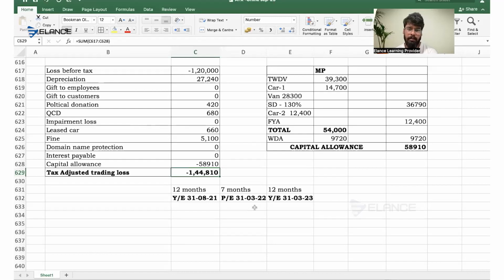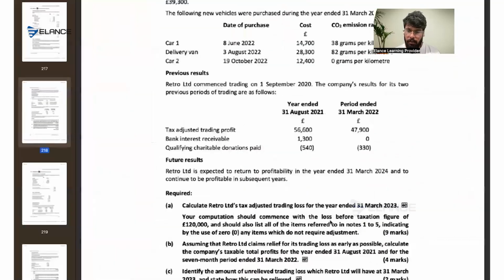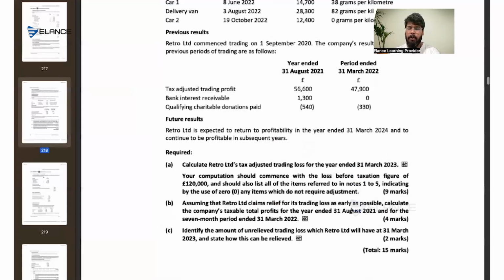So in the second requirement we are required to find out the tax adjusted trading profit for the previous two accounting periods. In the requirement they have mentioned the company wants to relieve their trading losses as early as possible. If a company wants to set off their losses as early as possible, first we should carry back the loss to the previous years. Then we can set off from the current year, if there are any losses available in the current year. So we should carry back the loss to the previous year.